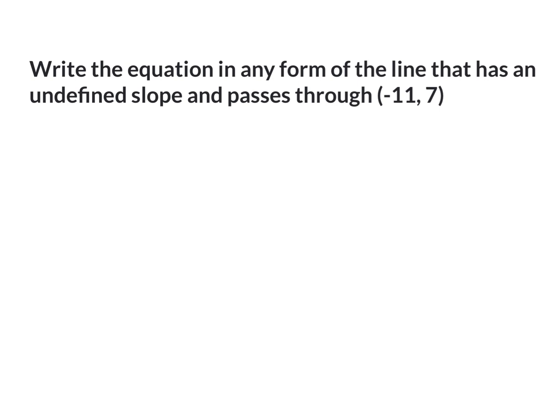Copy this one down. It says, write an equation in any form of the line that has an undefined slope and passes through -11, 7. So what the heck does it mean that our slope is undefined? An undefined slope means vertical. It's so steep that you can't define it. Like if you're trying to climb a wall, it's straight up and down. That's an undefined slope. So I'm telling you the slope is undefined, so that's going to be a line that goes straight up and down.